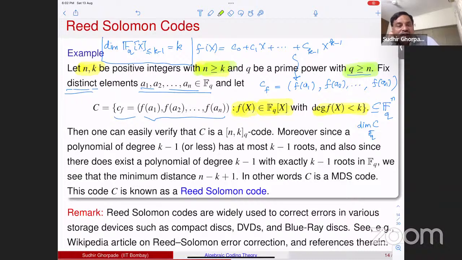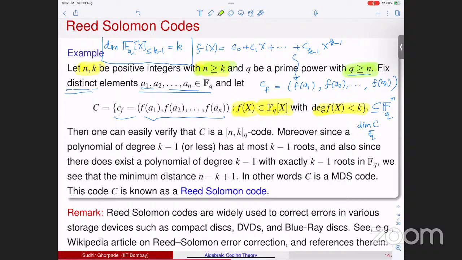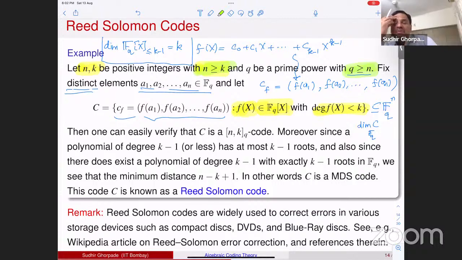But what is the degree? Degree is k minus 1 or less. So if I have a polynomial of degree k minus 1 or less, it cannot have k or more roots unless it's the 0 polynomial. So that shows that the only polynomial which is mapped to the 0 tuple is the 0 polynomial. In other words, this map is not only linear, but it is injective, and therefore the dimension of C is exactly equal to k. So you get yourself a code of length n and dimension k. So it's an [n, k]_q code.